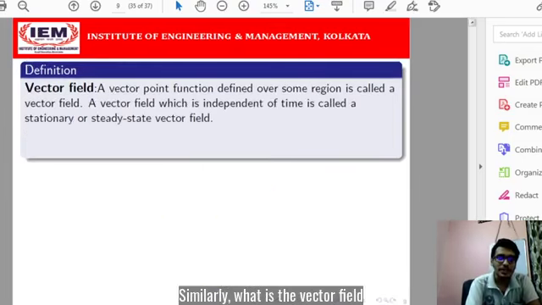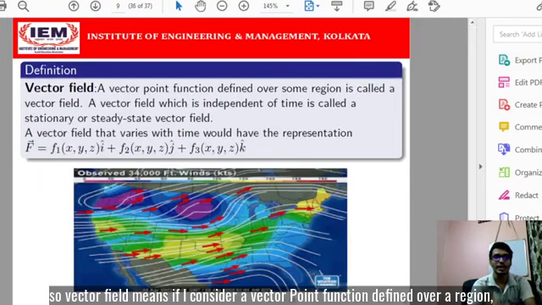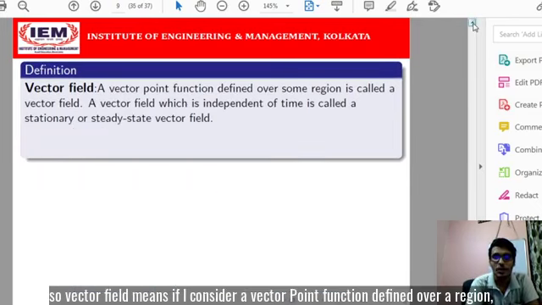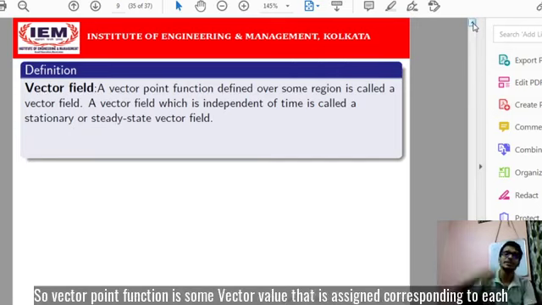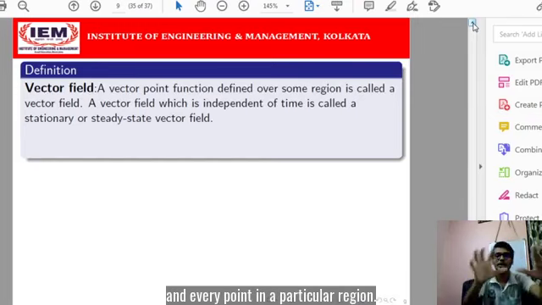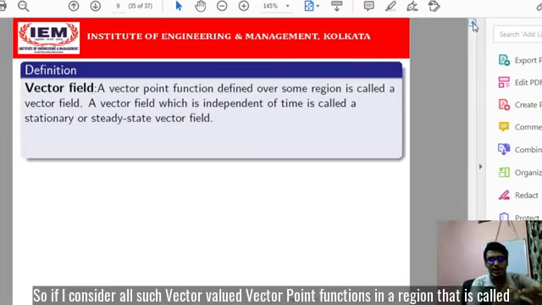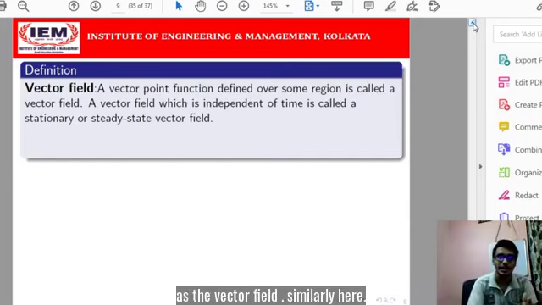Similarly, what is the vector field? Vector field means if I consider a vector point function defined over a region, it is called a vector field. Whenever I identify a vector point function, it is some vector value that is assigned corresponding to each and every point in a particular region. If I consider all such vector point functions in a region, that is called the vector field.